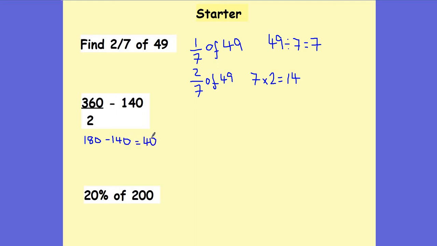And finally, I asked you to find 20% of 200. Well, 100% of 200 is just 200. To find 10%, I divide by 10, which gives me 20. So to find 20%, I just need 2 lots of 10%, which will give me what, Barbara? 40. Lovely, thank you very much.